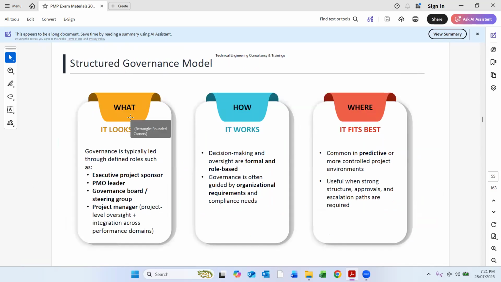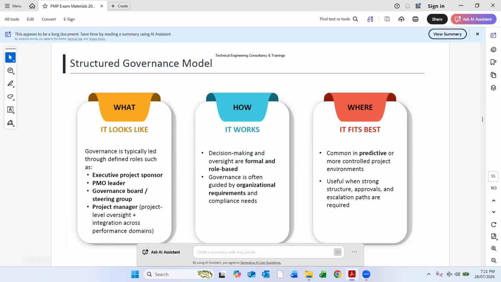Structure governance models: how it looks, how it works, and where it best fits. So an effective project sponsor, PMO leader, governance board, steering group, and project manager, this is how it looks to us, and this is called governance. The PMO leader or the project manager is a part of the governance. And how it works: formal and role based. The project manager has responsibilities, and he should also apply the organization requirements.